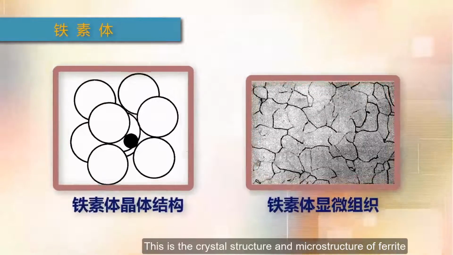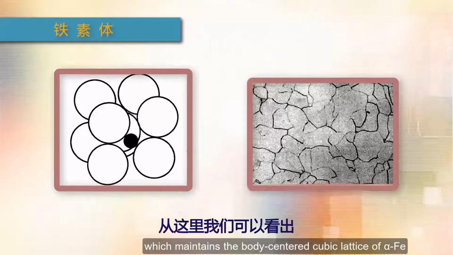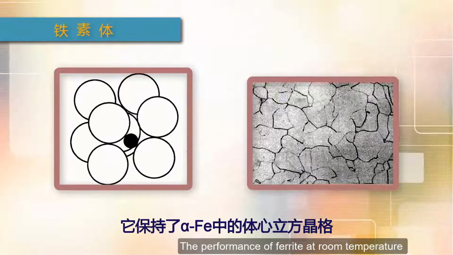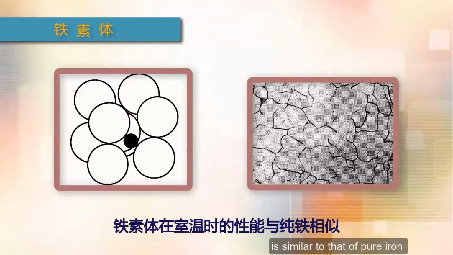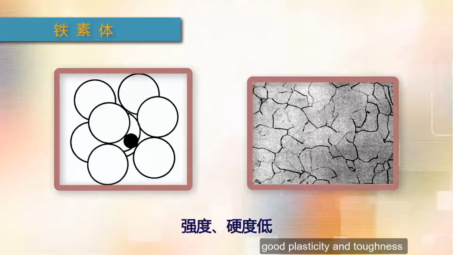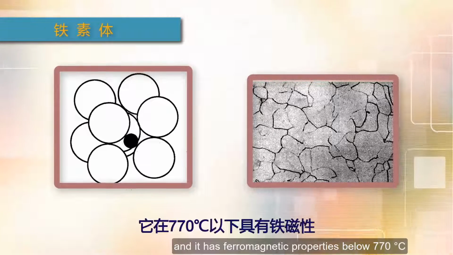This is the crystal structure and microstructure of ferrite, which maintains the body-centered cubic lattice of alpha Fe. The performance of ferrite at room temperature is similar to that of pure iron, with low strength and hardness, good plasticity and toughness, and it has ferromagnetic properties below 770 degrees Celsius.